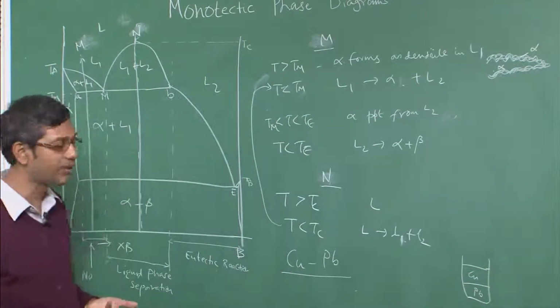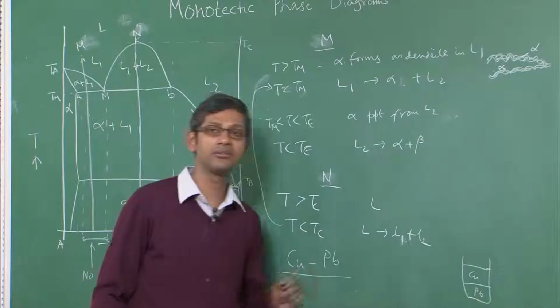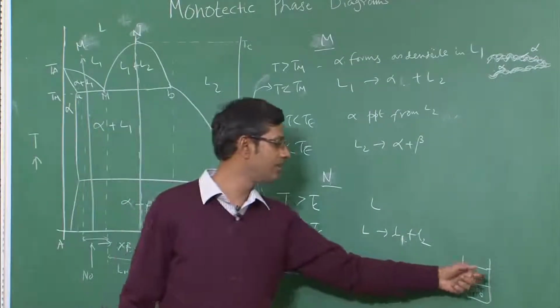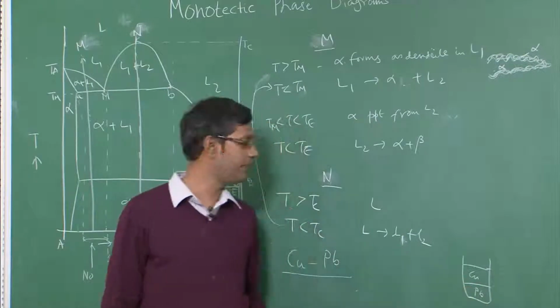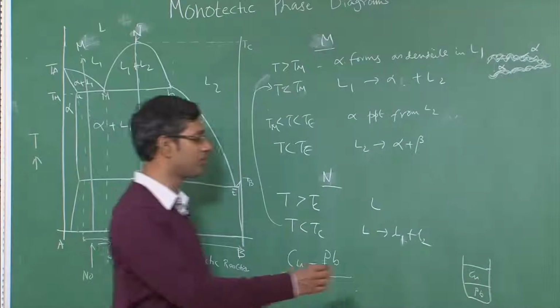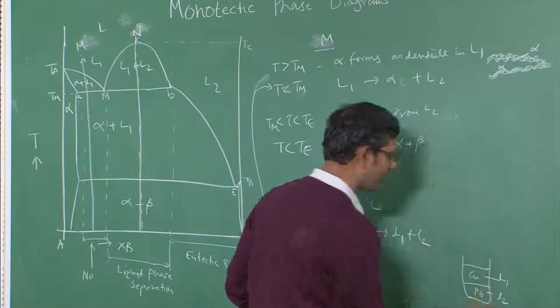Copper has a density of 8.9 gram per cc, lead has a density of 11.8 gram per cc. So, because of that, there will be a separation, just like kerosene and water. Kerosene is lighter, so it sits on top, water is heavy, it sits at the bottom. So, suppose this is my L1 and this is my L2, okay, L1 and L2.